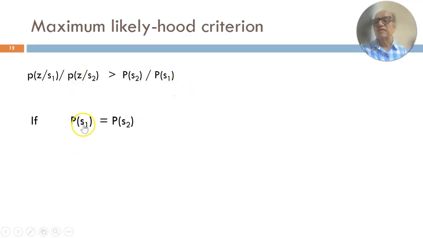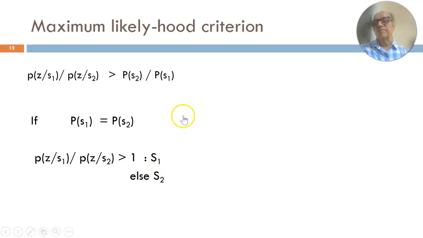Now let us assume a specific condition which is often true: P(S1) is equal to P(S2). So this right hand side will be 1. So you get the criterion P(Z|S1) upon P(Z|S2) greater than 1, then S1 was transmitted, else S2 was transmitted. So now it's a question of writing the expressions for these conditional probabilities, substituting in this inequality, and then finding the threshold.